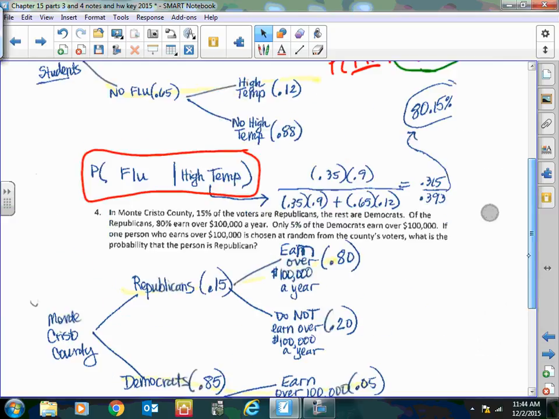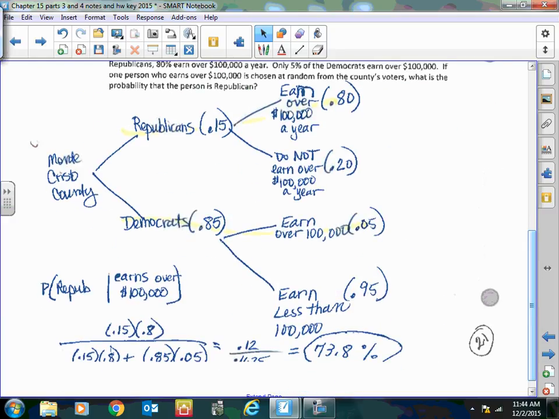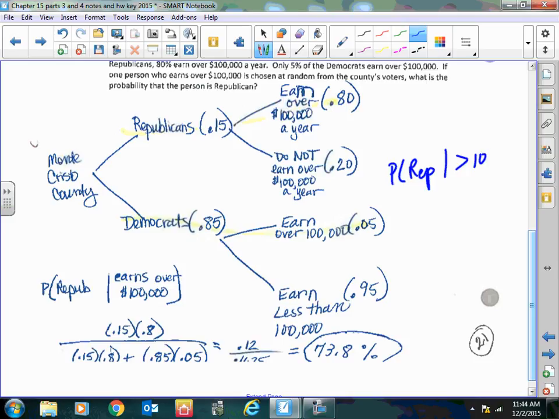Okay, and the last one. Probability that you earn over $100,000, or I'm sorry, the probability that you're a Republican given that you earn over $100,000 is 73.8. Okay, let's do the test for independence one more time. Pick a conditional. Let's pick the one that we just did. Republican, given that you make more than 100,000, is about 74%. What marginal would go with that? Republican overall. And Republican overall is 15%.